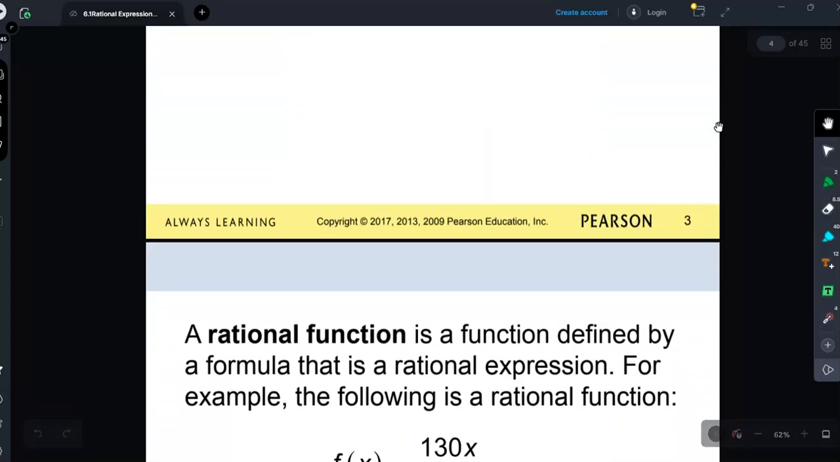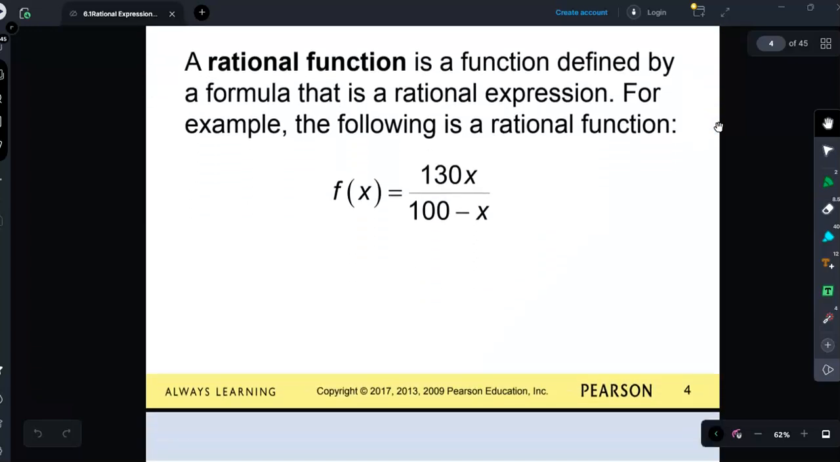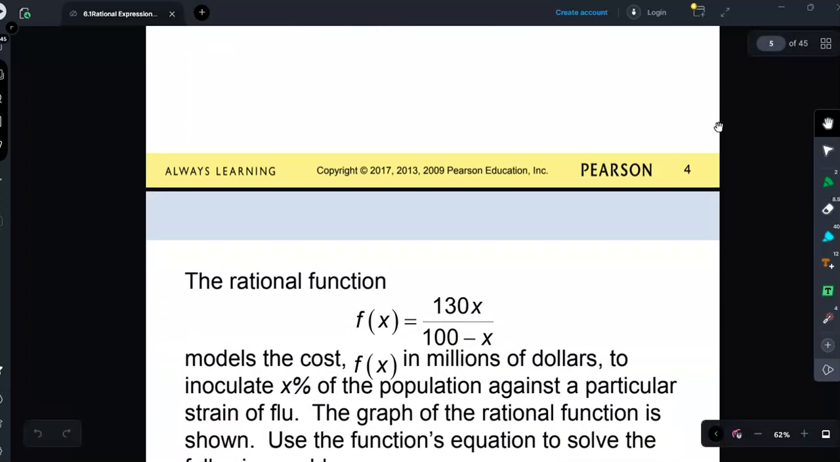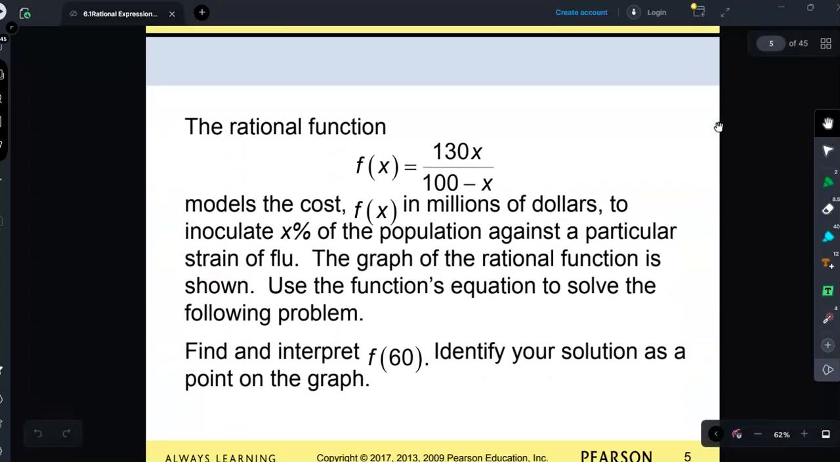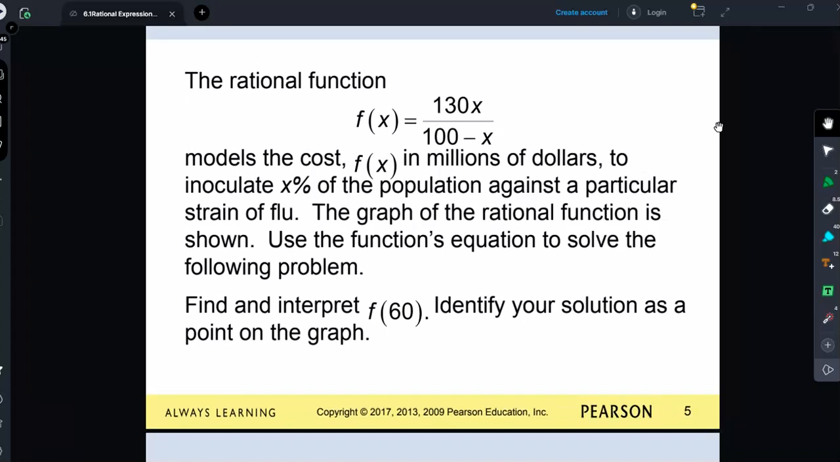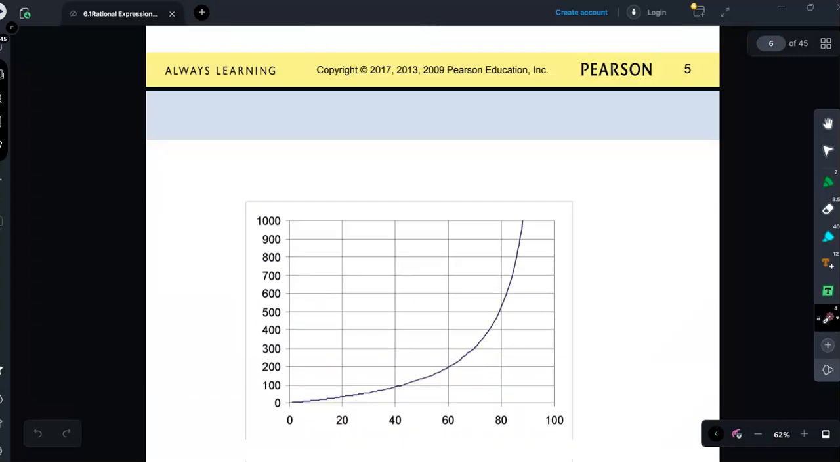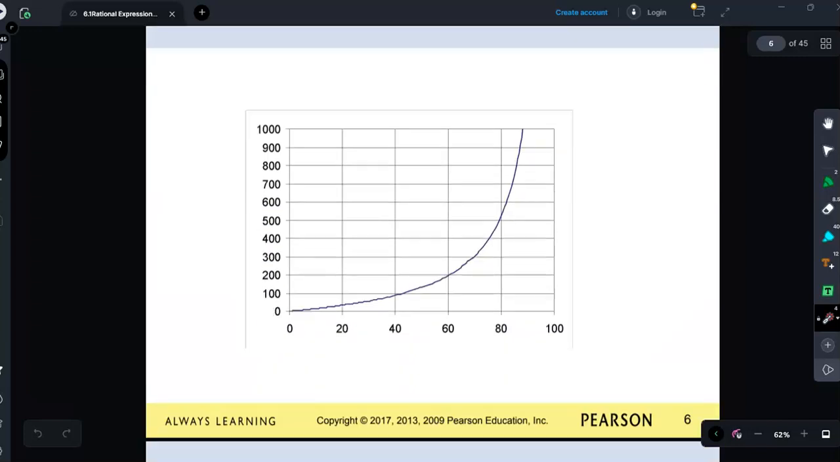So we need to figure out, how do we evaluate these rational functions? Well, it's pretty easy when they give you a value. So if you have an equation such as this one, which is rational, it's a fraction. It contains variables in the numerator and the denominator. Then you will just plug in that value. So like right here, it's wanting you to evaluate the value of f of 60. So that you just plug in 60 for x and solve. And the value that is spit out will be your answer.